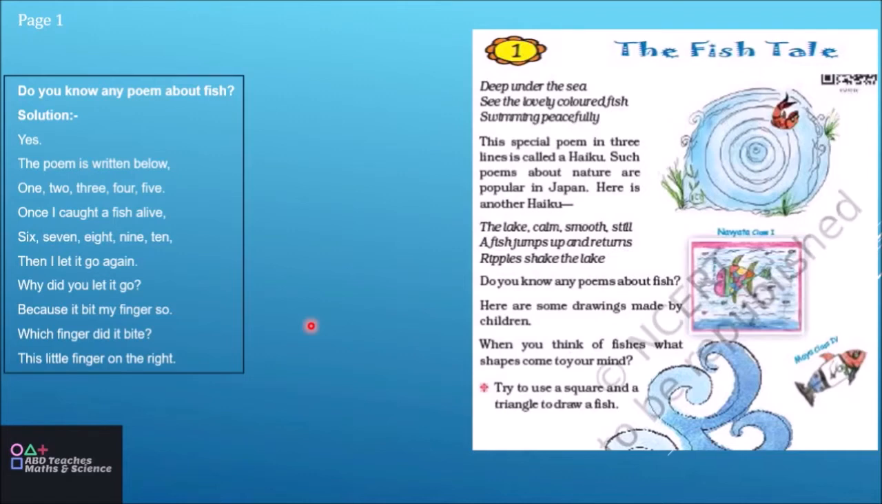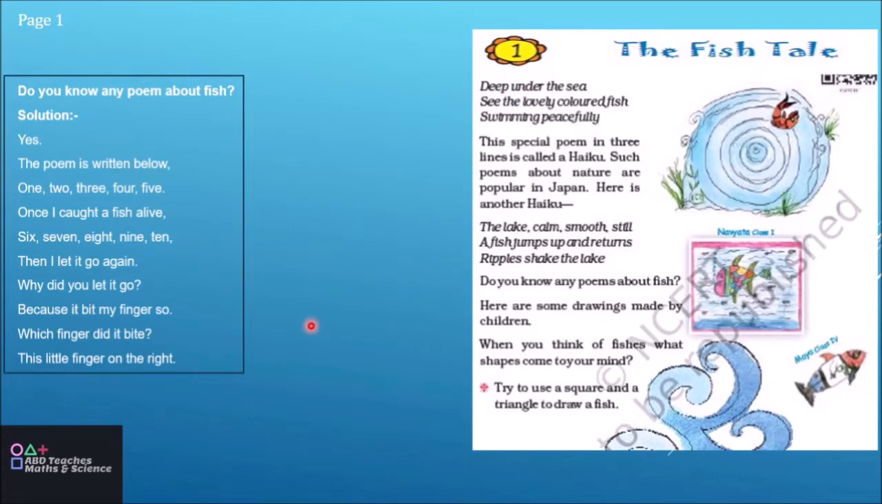1, 2, 3, 4, 5. Once I caught a fish alive. 6, 7, 8, 9, 10. Then I let it go again. Why did you let it go? Because it bit my finger so. Which finger did it bite? This little finger on the right. See how nice the poem is.